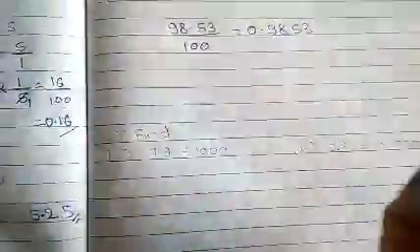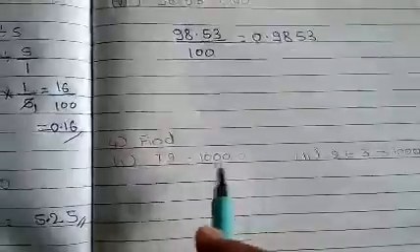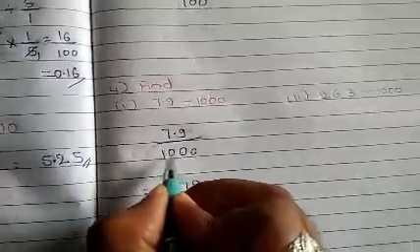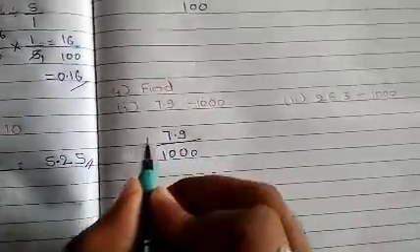If they give 1000, we have to do the same thing. How many zeros are there? We have to count, and again you have to move that many places. 7.9 divided by 1000, so I will write 7.79 as it is. How many zeros are there? 1, 2, 3. After 3 numbers we have to move and put a point.